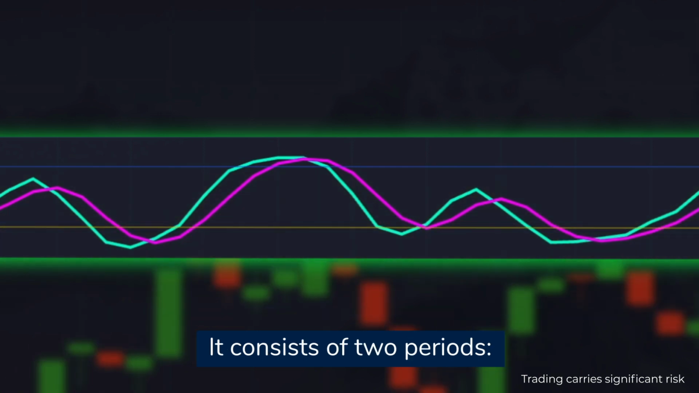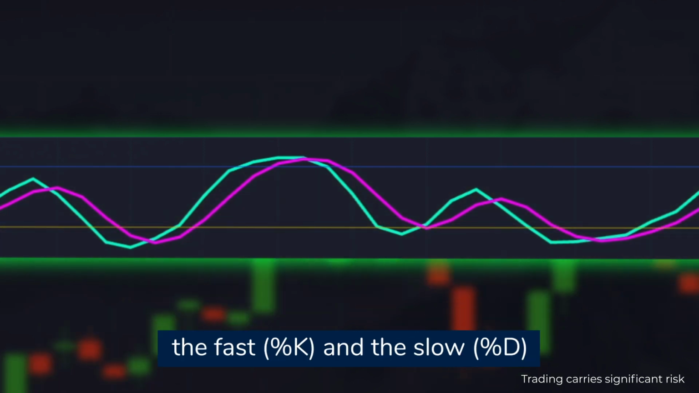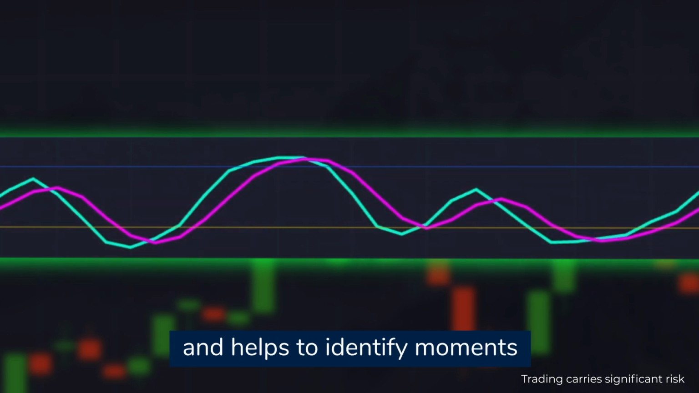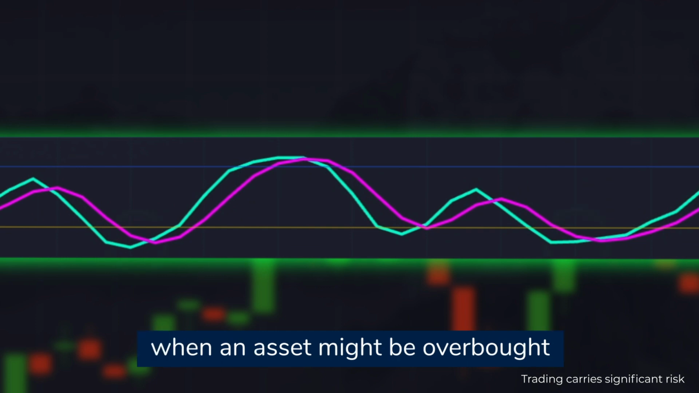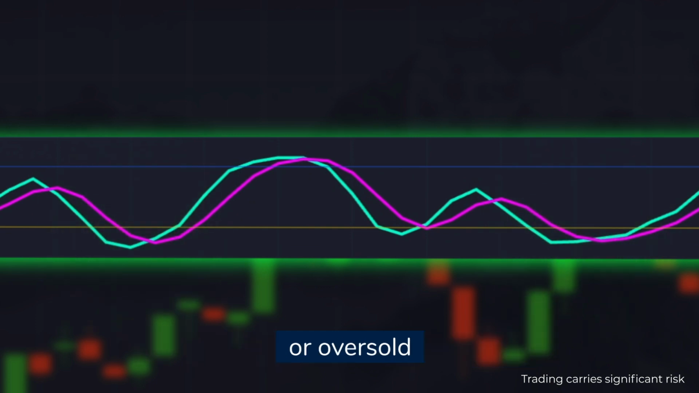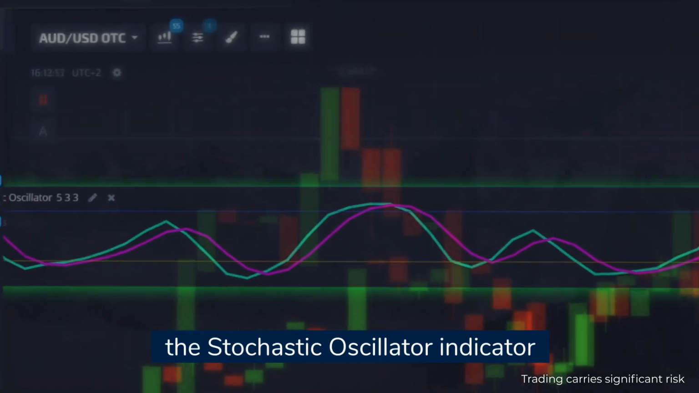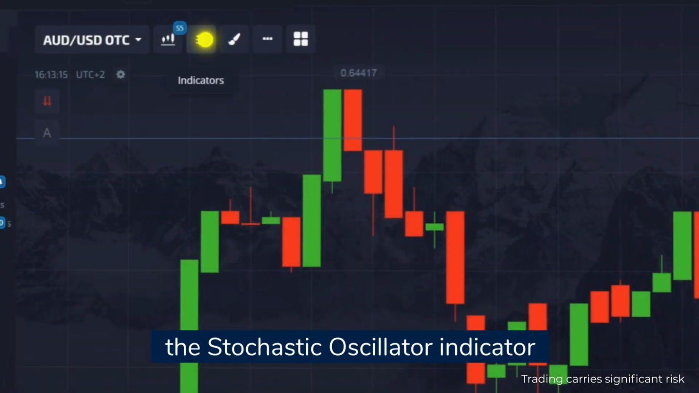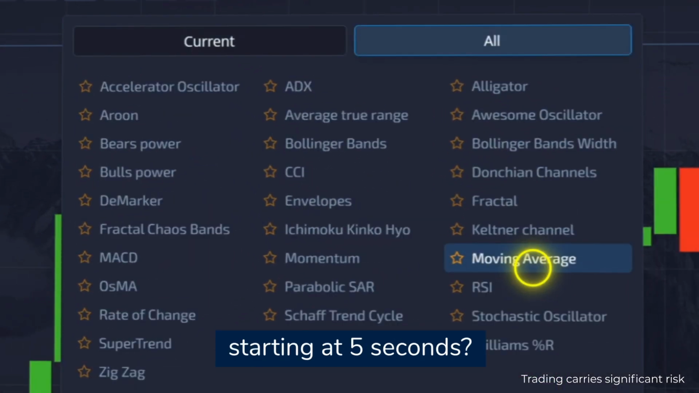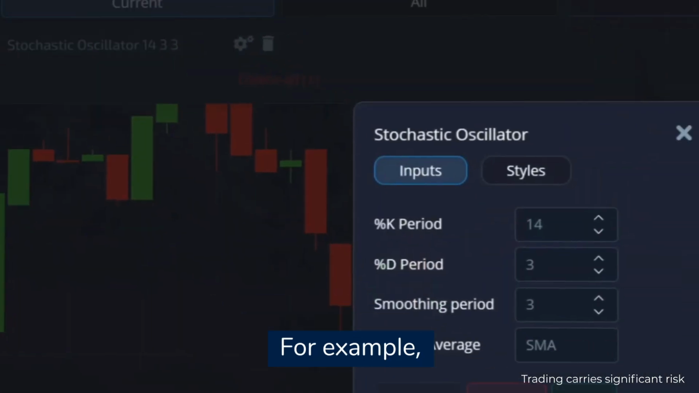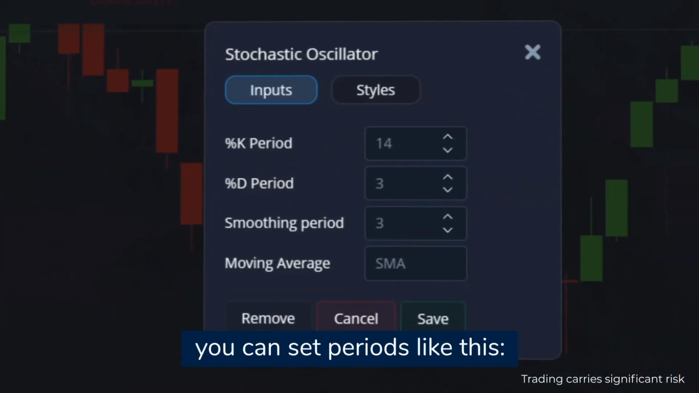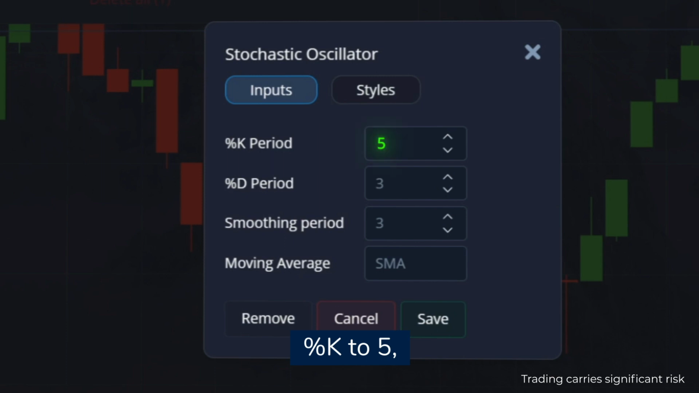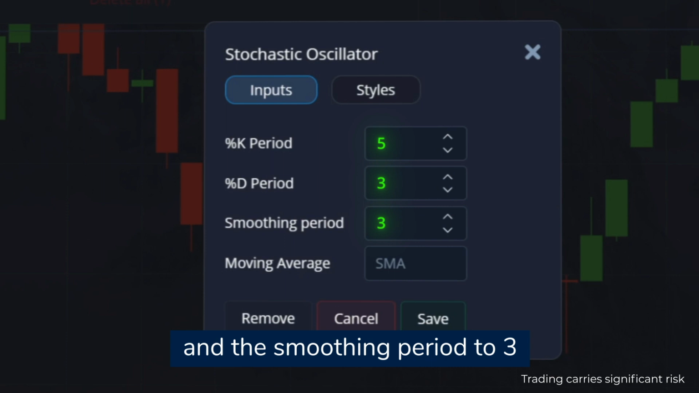It consists of 2 periods, the fast %K and the slow %D, and helps to identify moments when an asset might be overbought or oversold. How to set up the stochastic oscillator indicator for quick trades starting at 5 seconds. For example, you can set periods like this: %K to 5, %D to 3, and the smoothing period to 3.